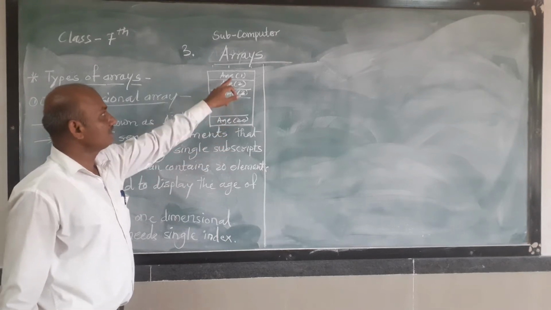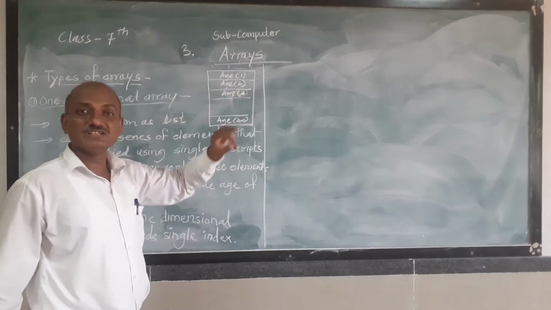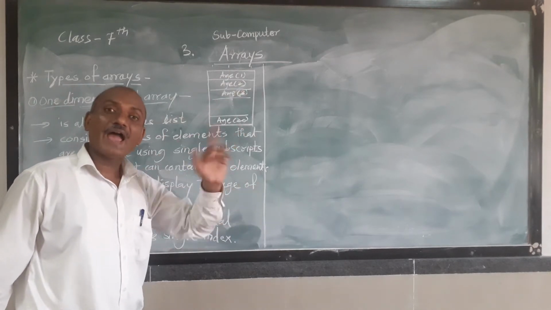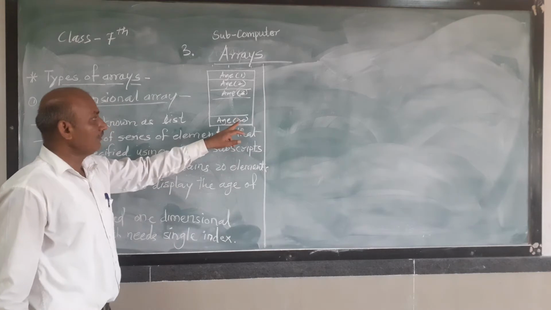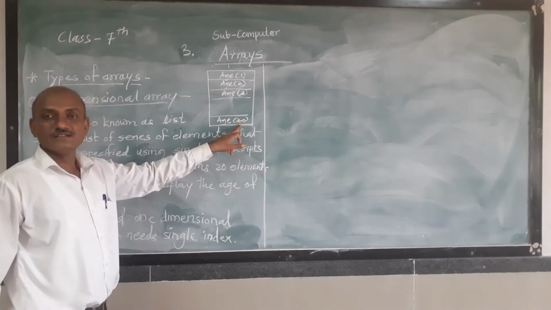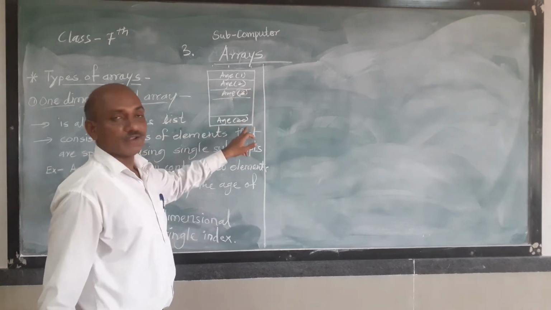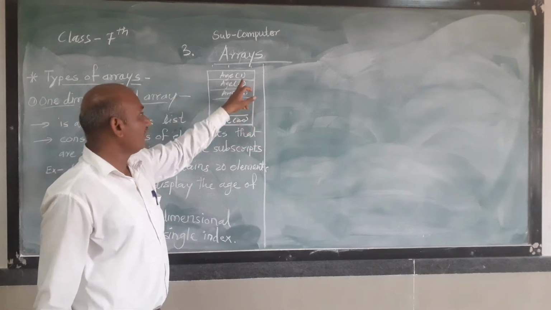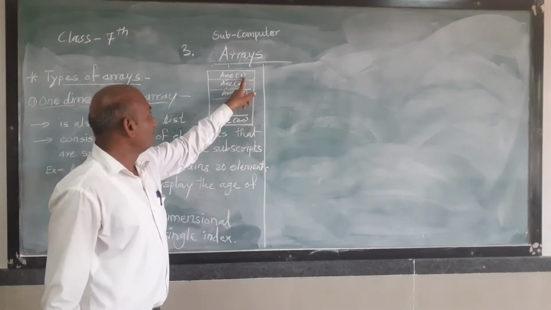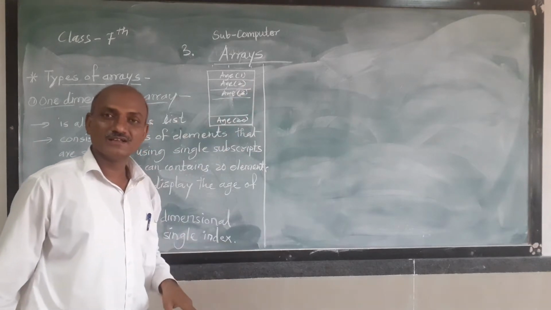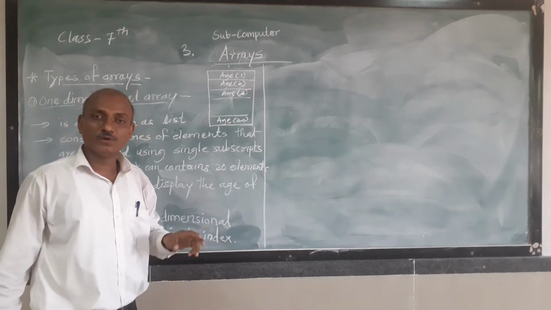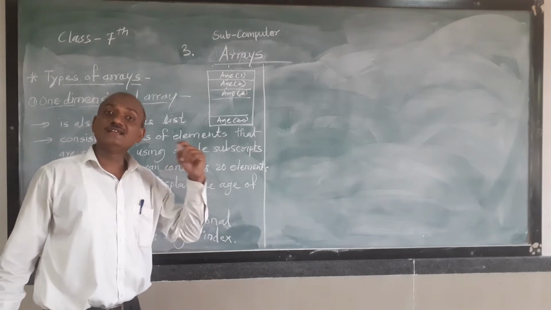And this array name is age. Age is the variable, and its type is array type. How many elements? 20 elements. These 20 elements are stored with 20 different indexes: 1, 2, 3, 4, 5, 6. What is it called? It's called the index.